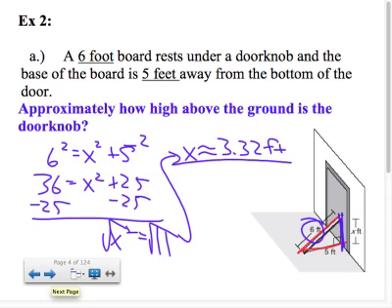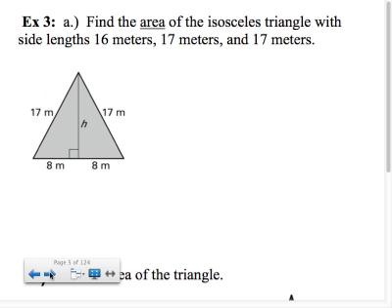feet above the ground. In example 3, it says find the area of the isosceles triangle with side lengths 17, 16, and 17. Okay, or 16, 17, and 17. So, one thing to note here, if it's an isosceles triangle, when you draw in the altitude, it also bisects, right? That's the perpendicular bisector theorem. Okay, it's actually the converse of it.